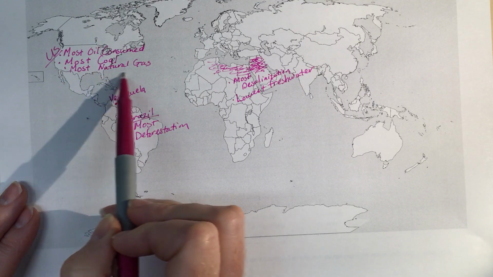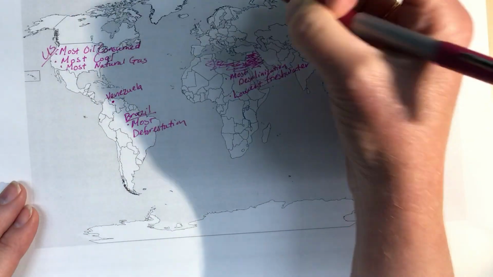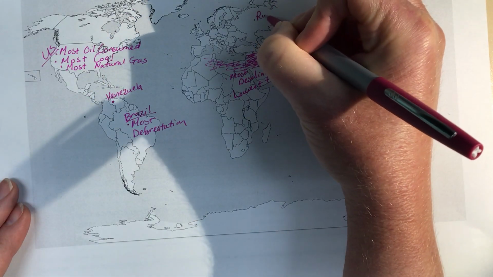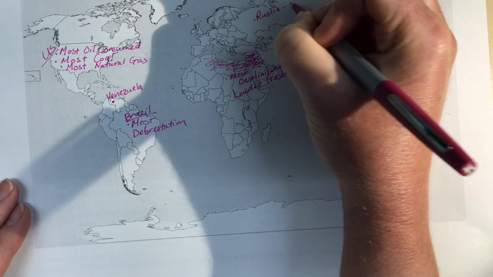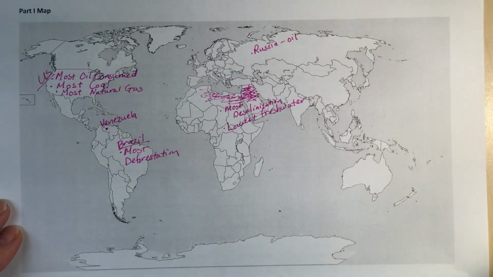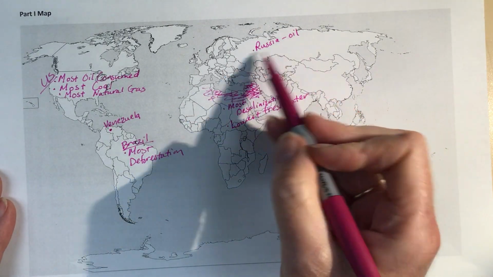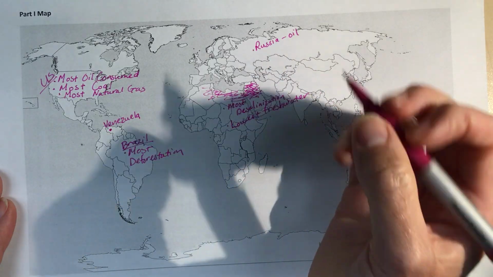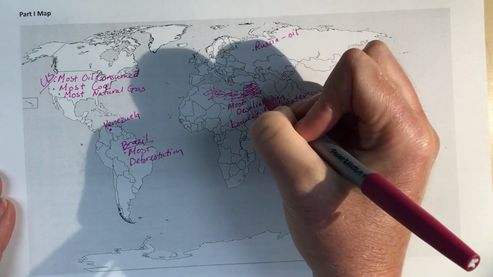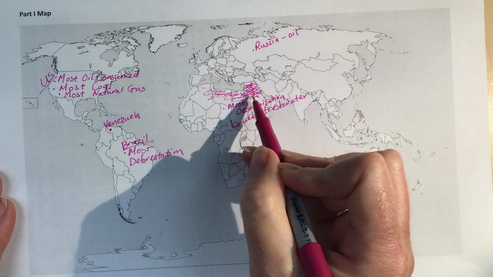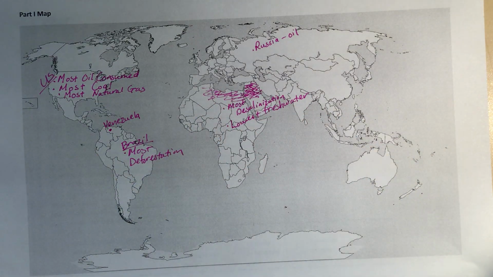The top 2 countries that produce oil, we're going to put here in Russia. So I'm going to put that oil is a big deal up here. This is one that flip-flops too. Sometimes it's Russia, sometimes it's Saudi Arabia. So I'm going to put a dot. I've actually sort of scribbled it in, so maybe if I change colors, it might be a little more clear.